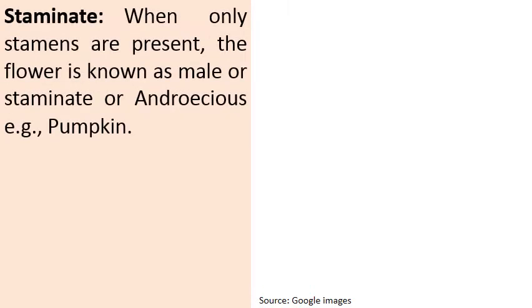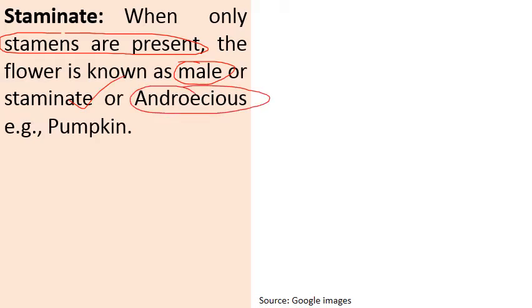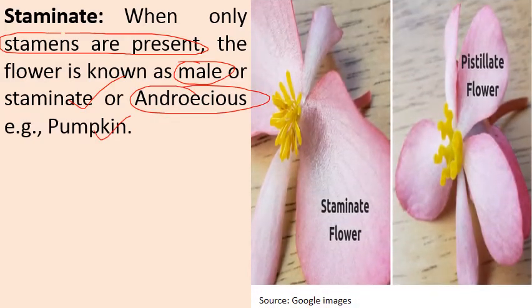Next, we have staminate flower that we have already discussed. Staminate flowers, when only stamens are present in the flower. So that flower is known as male flower, or staminate flower, or androecious flower. For example, we have pumpkin. So we have two types of flower. Staminate flower means it bears only the male reproductive structure, and that is androecium.